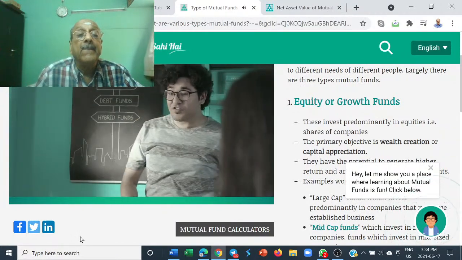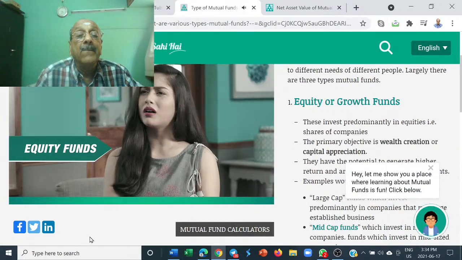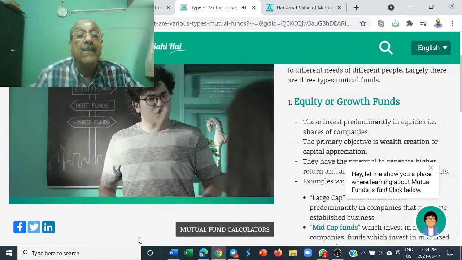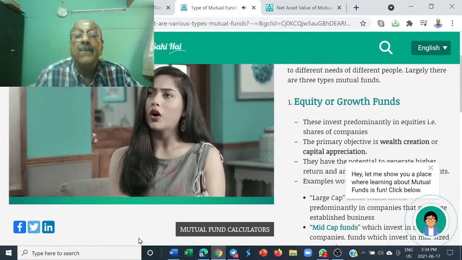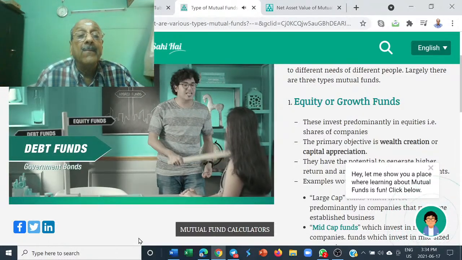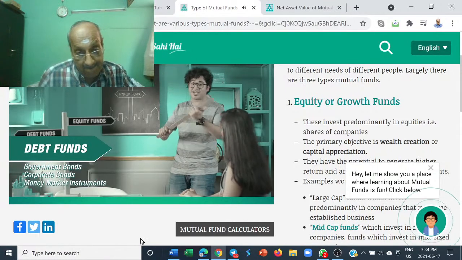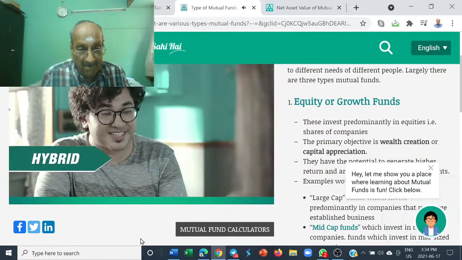For instance, if you choose the path of equity funds, then your money is invested in shares of companies. And why would I choose this path? You would if you want high returns and growth in the long run. Or debt funds? Debt funds invest your money in government bonds as well as corporate bonds and money market instruments. And hybrid funds must be a combination of both.